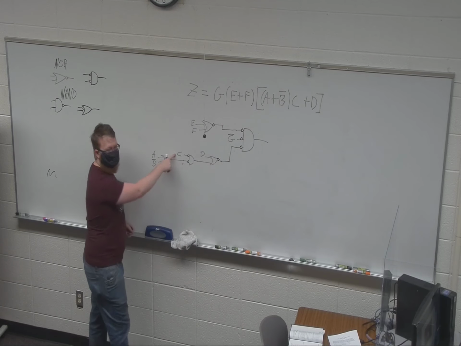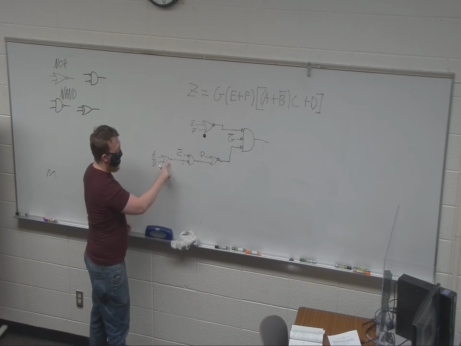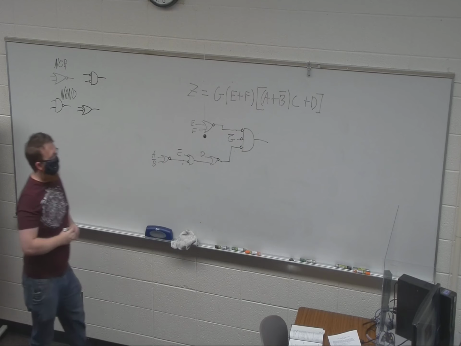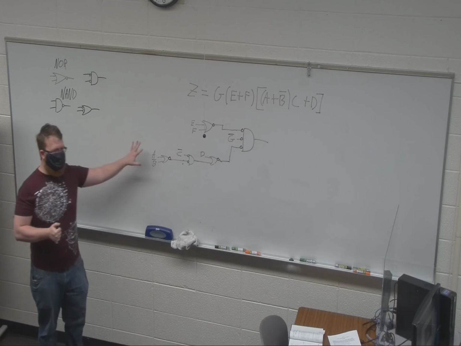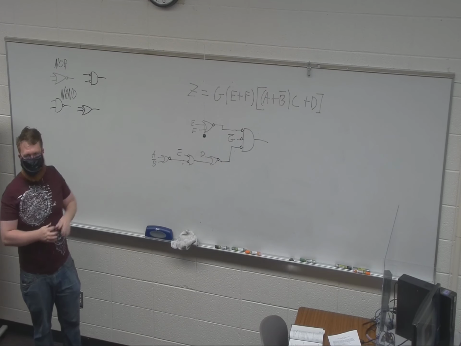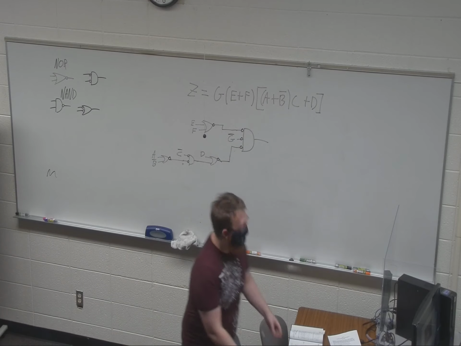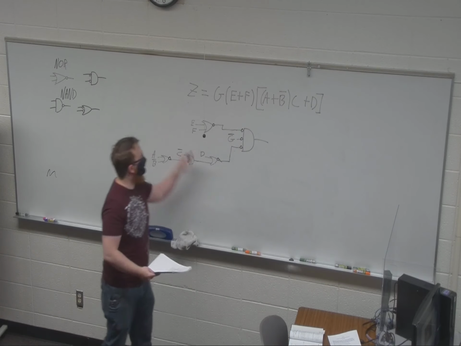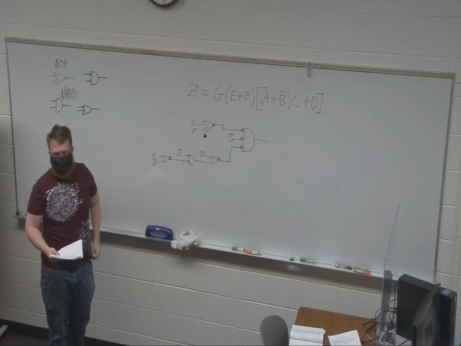And then what do I do to C? Push another bubble down there. Boom. Now we've got nothing but NORs, right? So that's all this is. Hopefully you went through something similar in 2700. And that gets you from an expression that's product of sums or sum of products into universal gates.